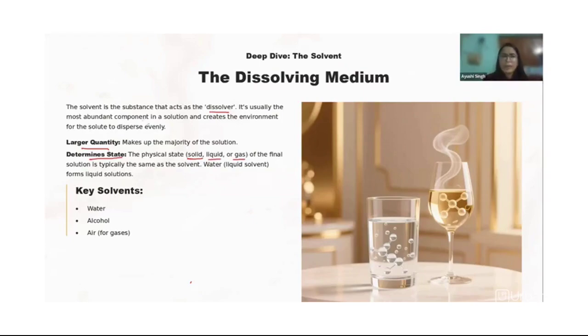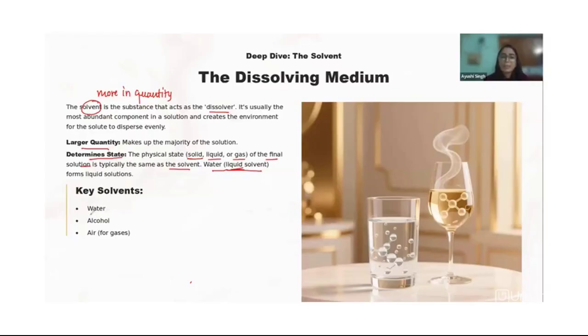Because again, you remember, right? The solvent is in bigger amount, or more in quantity, or larger in amount. Okay, so that's why that is going to determine the state of the whole mixture or final solution. And it is typically the same as the solvent, like I told you, water, liquid solvent. If you are taking water, right? So if you are adding salt or maybe sugar to it, our whole mixture or whole solution is going to be liquid. Okay, liquid form of solution.